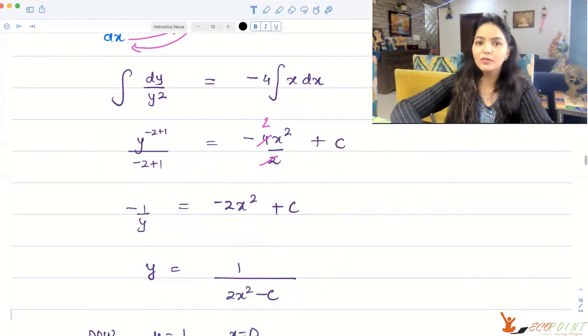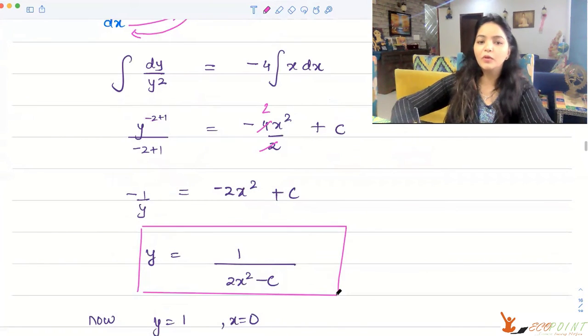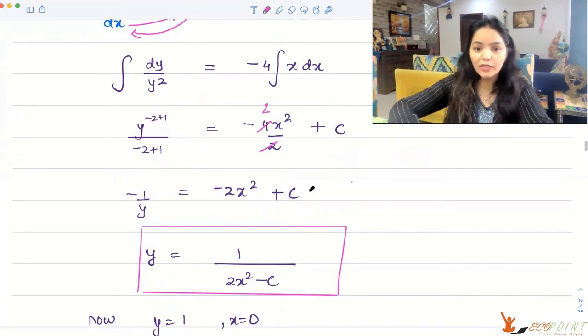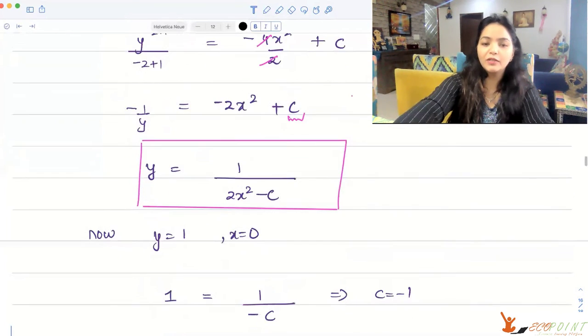In other words, you are getting y equal to 1 upon 2x squared minus c. Now, in a particular solution, we do not want any arbitrary term, so we have to get rid of the arbitrary constant. Just put in the x and y values, get c and then substitute. So y equals 1, x equals 0. That means c would be equal to minus 1. So c is minus 1.